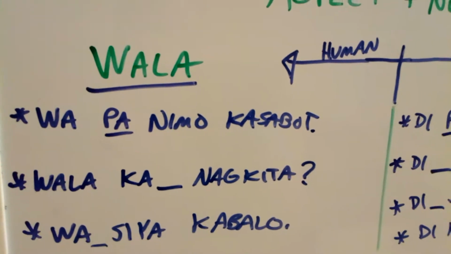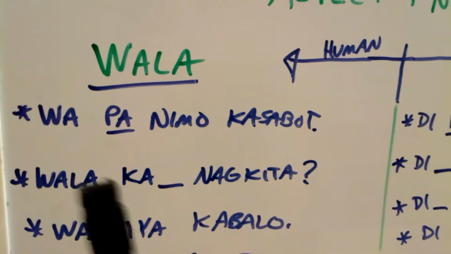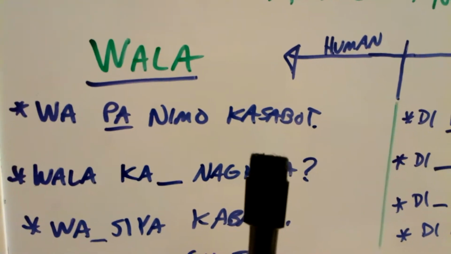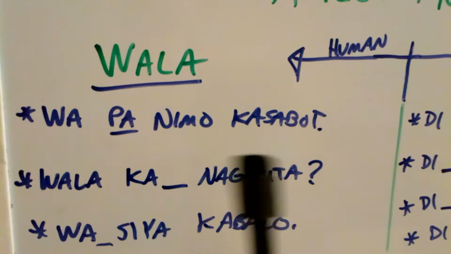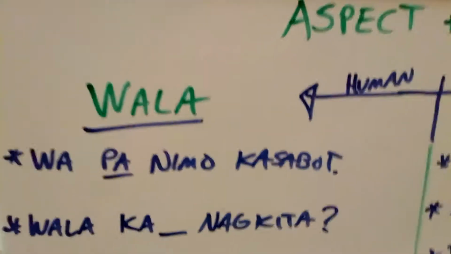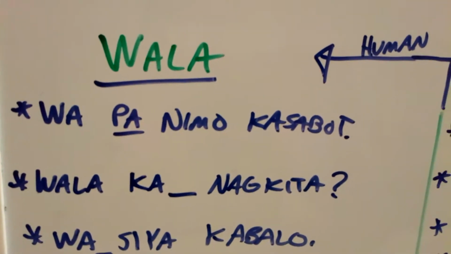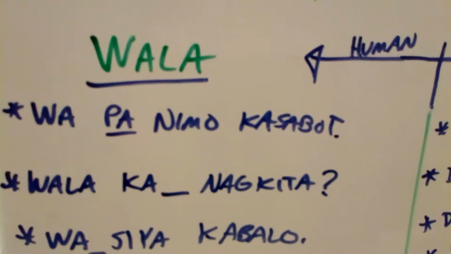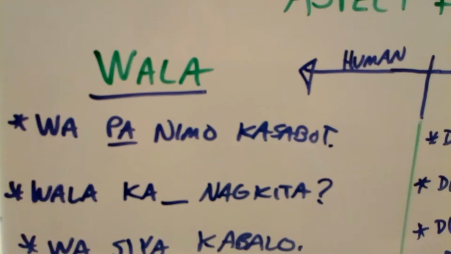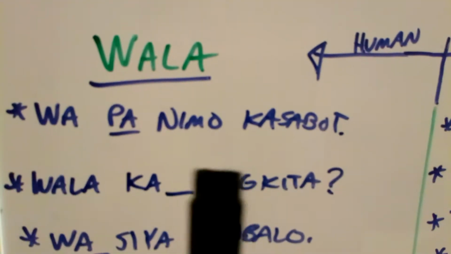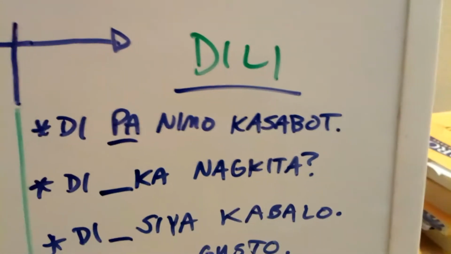That pa is one of those enclitic particles that helps give clues and context to the listener that this was done in the past. You still don't understand, meaning someone was trying to understand something in the past, but until now they still don't understand. So it happened in the past somehow. It's just now this person still doesn't understand. Wa pa nimo kasabot.